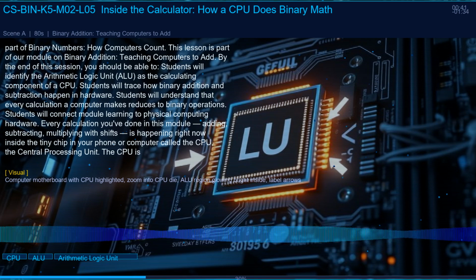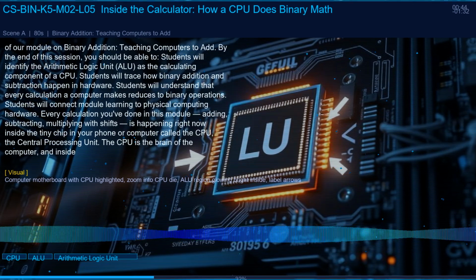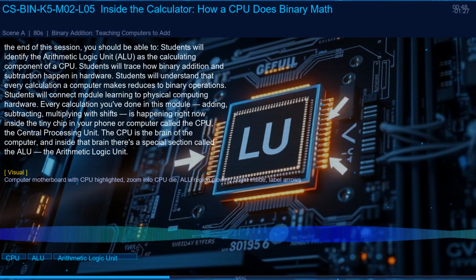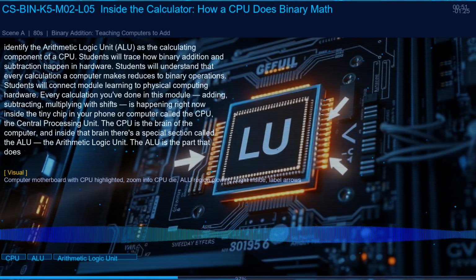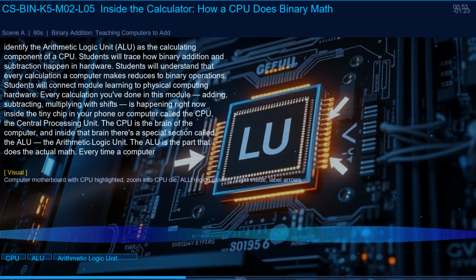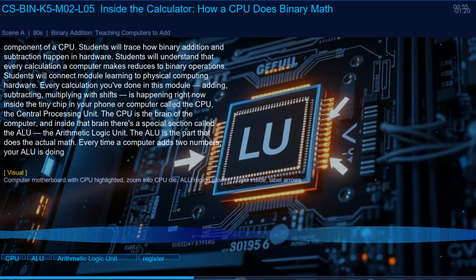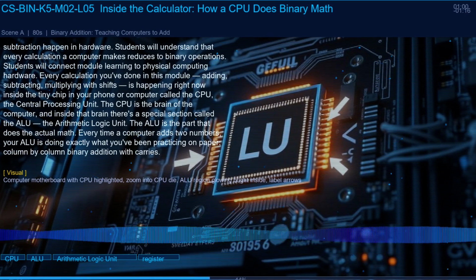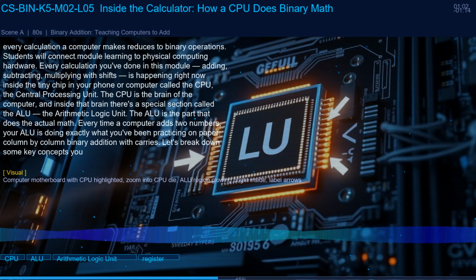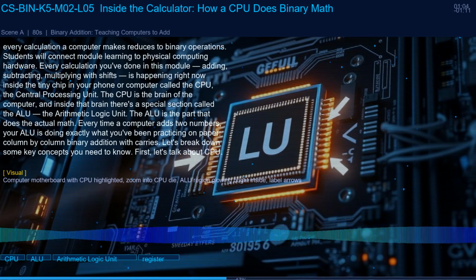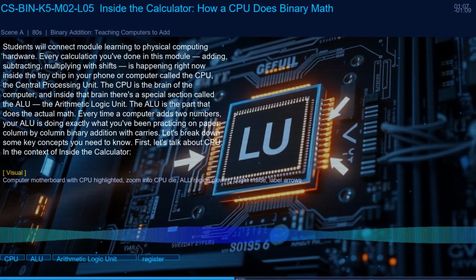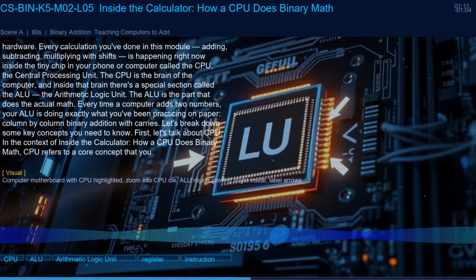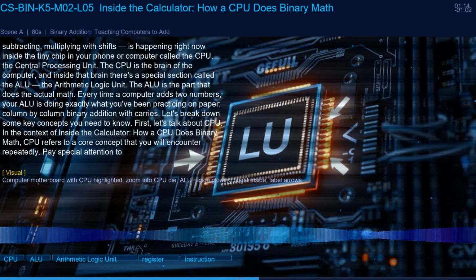Every calculation you've done in this module, adding, subtracting, multiplying with shifts, is happening right now inside the tiny chip in your phone or computer called the CPU, the central processing unit. The CPU is the brain of the computer, and inside that brain there's a special section called the ALU, the arithmetic logic unit. The ALU is the part that does the actual math. Every time a computer adds two numbers, the ALU is doing exactly what you've been practicing on paper, column by column binary addition with carries.